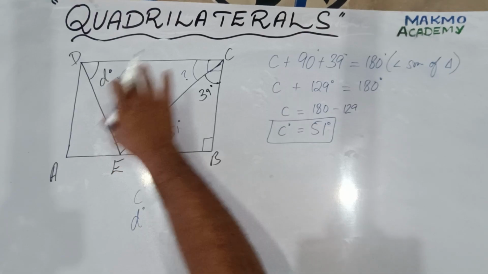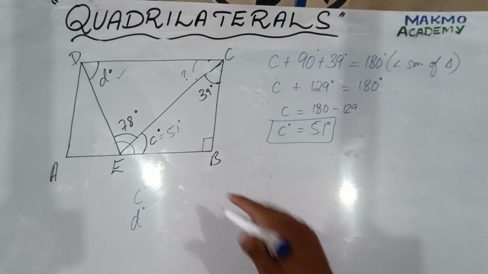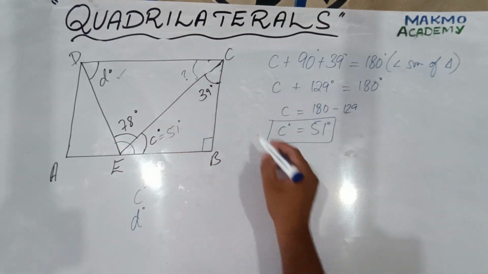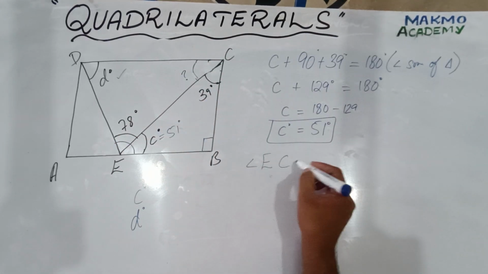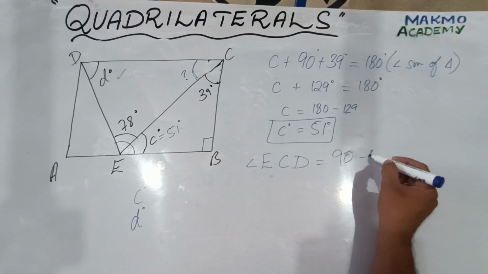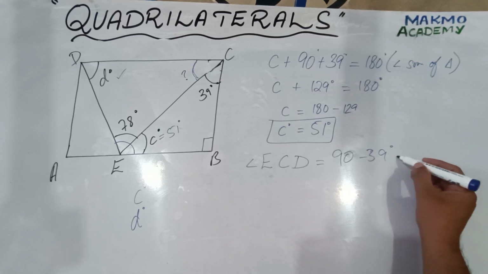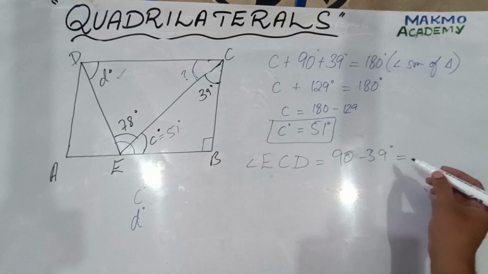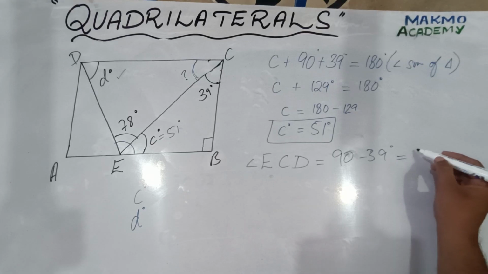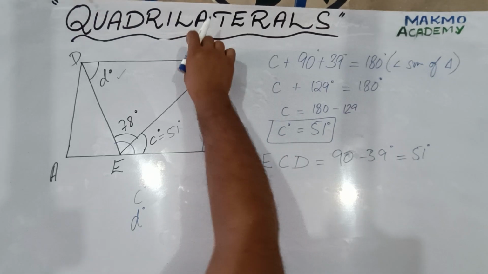Let's decide by which property we are going. So I'm going with this property. I'm first finding angle ECD, meaning I'm finding the size of this angle by subtracting 39 from 90. So 90 minus 39 is 51. So the size of this angle is 51.